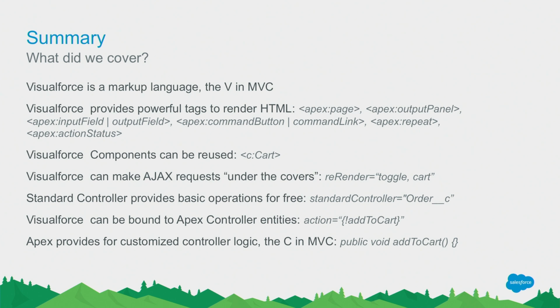Visualforce components can be reused. We saw our cart was reused on all 3 pages. Visualforce can do AJAX requests under the cover to do partial page updates for you. We did that with the re-render attribute. Standard controllers provide basic operations, and that's what we used for order. Visualforce can be bound to Apex entities like actions and properties. And finally, Apex provides for customized controller logic. It's the C in MVC, and an example of that was our add to cart method.